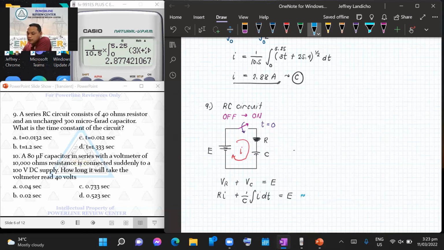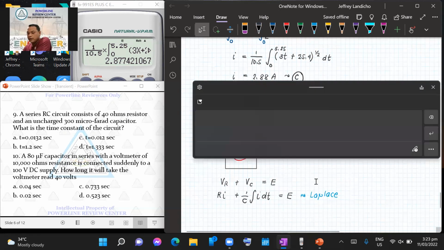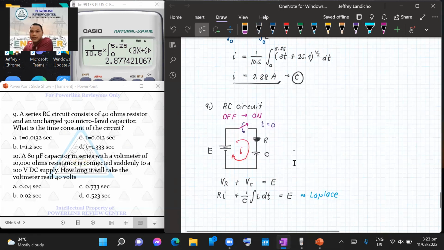So kung gusto natin kunin yung equation ng current dyan, ang magiging method natin to solve for this one is under Laplace. Laplace transform and inverse Laplace. Since hindi pwedeng differential equation ito, kasi si DE, that is just an equation that contains derivative. So hindi dapat integration. So in this case, Laplace. So kung ayaw mo mag-Laplace, pwede natin i-convert ito into differential equations.